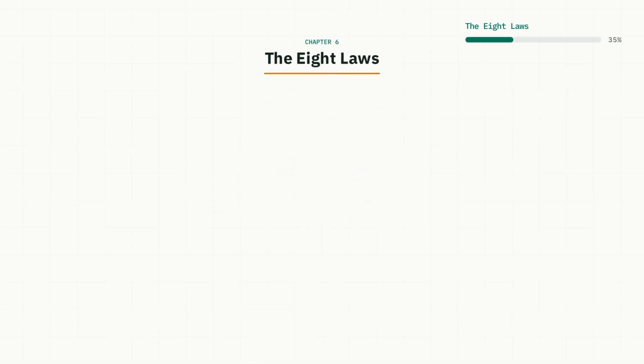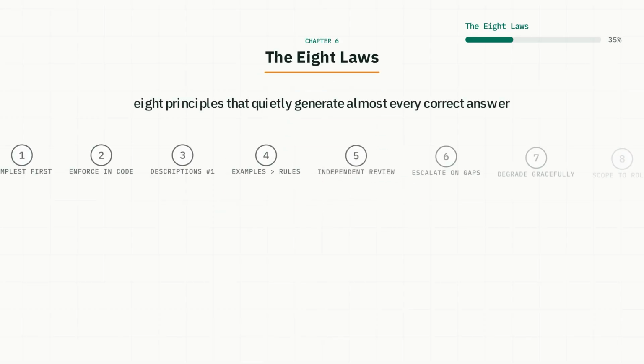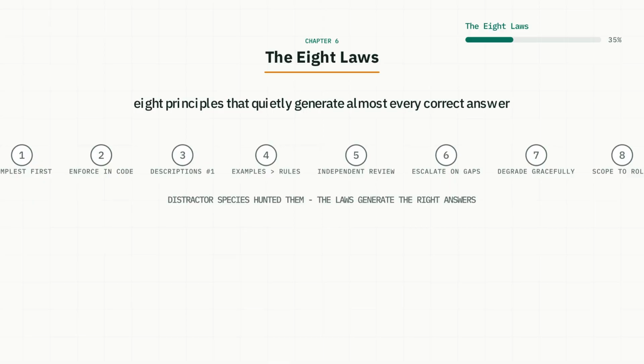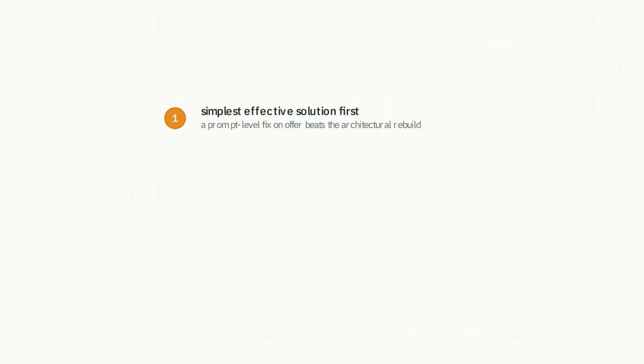In the earlier videos we hunted distractor species. This exam deserves the upgrade: 8 recurring principles that quietly generate almost every correct answer on the paper. Internalize them and you'll often know the right choice before you've finished reading the options. Here they come, rapid fire, and then we'll watch them work in all 6 scenarios. Law 1, simplest effective solution first.